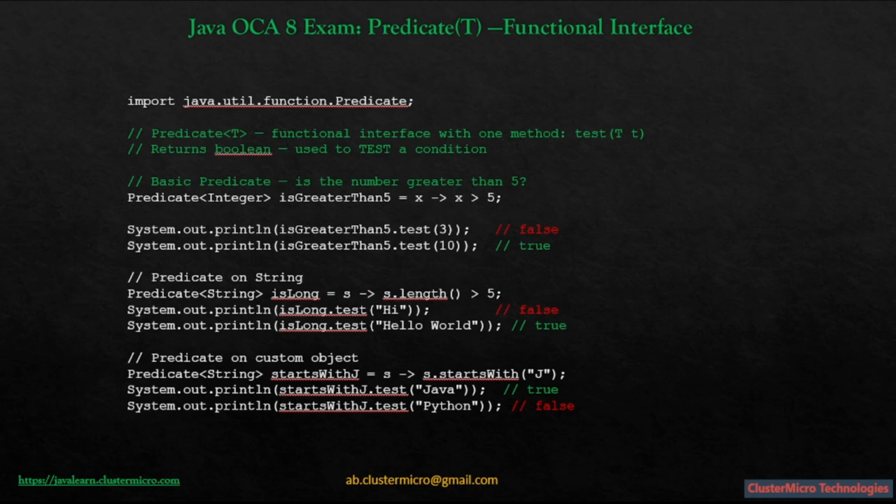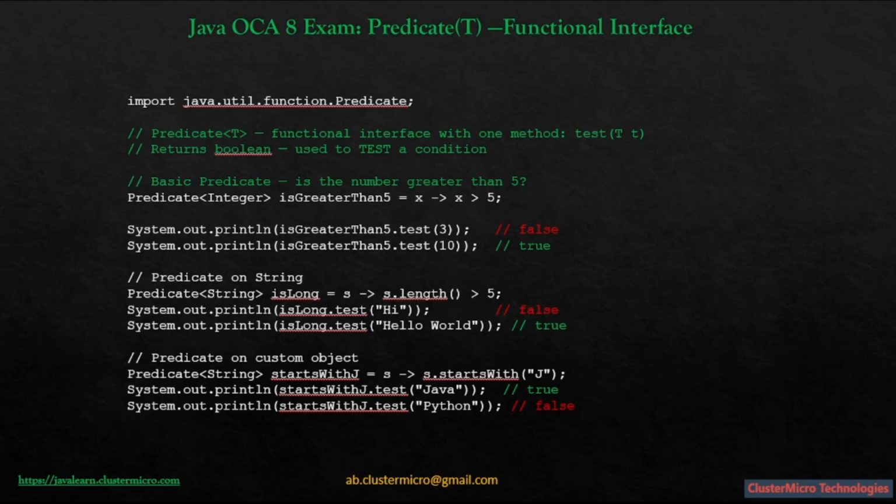So notice how readable this is, right? The variable name startsWithJ tells you exactly what the predicate is, and the lambda body confirms it in one short expression. This is the whole point of Predicate: named, reusable, readable conditions.